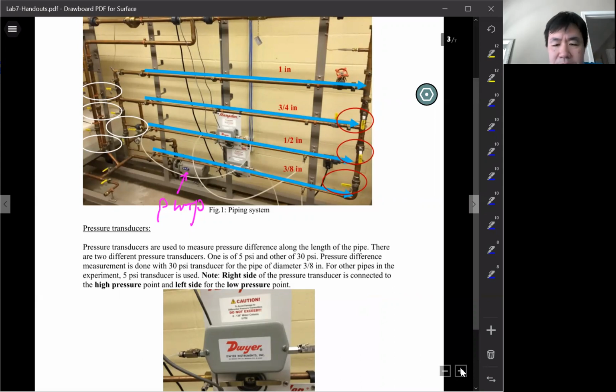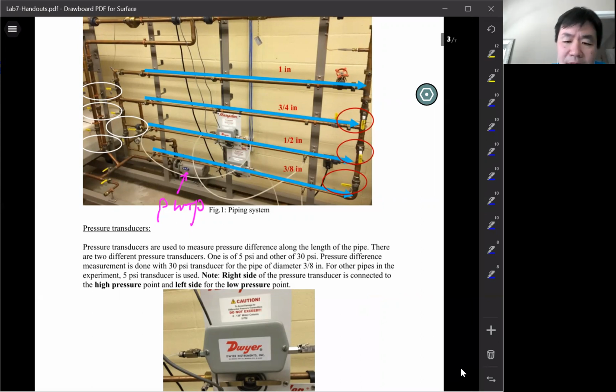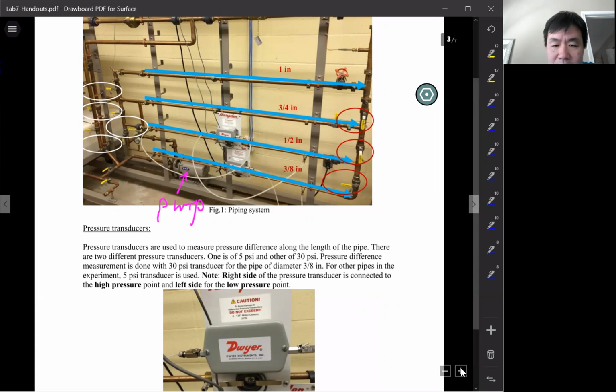I circled them. In the experiment, the first part is to determine the frictional head loss due to the pipe size. Notice these 4 pipes have different sizes. The top one is 1 inch, the largest, then 3/4 of an inch. The second one, 1/2 inch, and 3/8 of an inch. The bottom is the smallest pipe. So when we run an experiment, we turn off 3 pipes and leave only 1 open. We maintain the same flow rate.